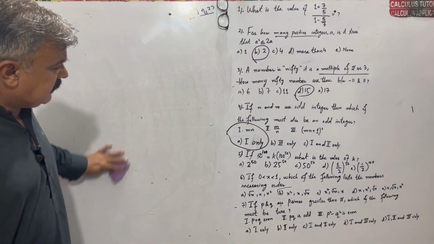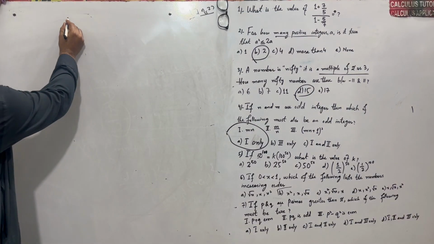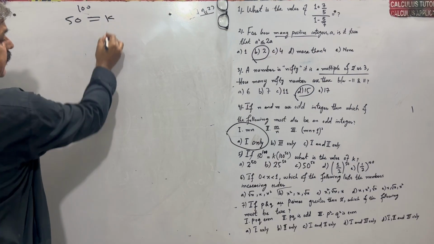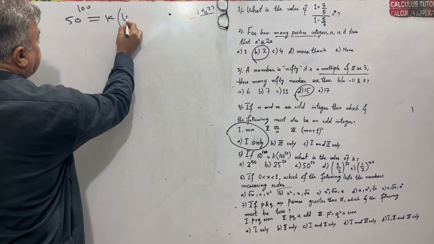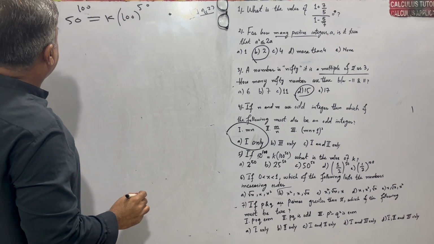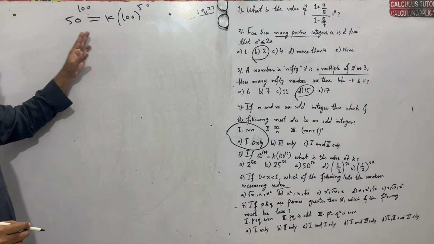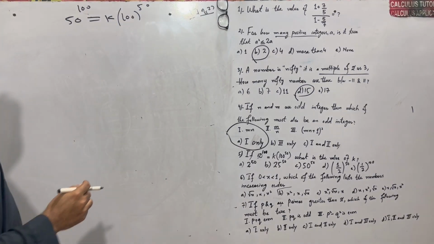Let's read this question. If 50 raised to 100 is equal to k times 100 raised to 50. 50 raised to 100 is k times 100 raised to 50. That is the case. What is the value of k?